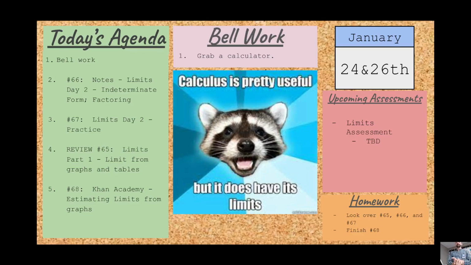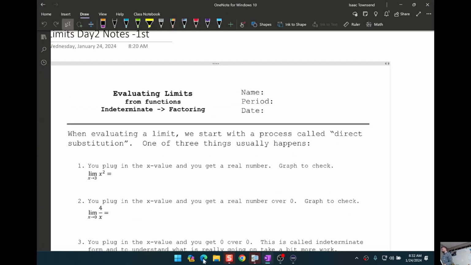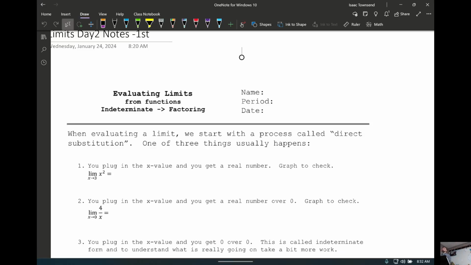Then you'll practice that skill on the back. That would be the second thing. And then the third thing, I've got a Khan Academy assignment over what we did last time. And it's very short, but we'll talk about it when we get there. Okay, so right now, given a graph or given a table, you should be able to tell me what the limit is, if you understand what that is asking for. But now we're going to do the same thing, but instead of being given a graph or a table, we're going to do this analytically, which just basically means with algebra.